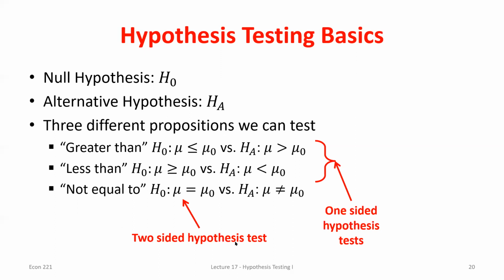Okay? And the way in which we do these hypothesis tests will change a little bit depending on if it's a one or a two-sided test. Okay? So that's our setup here. We've got three different types of tests we can start to think about.